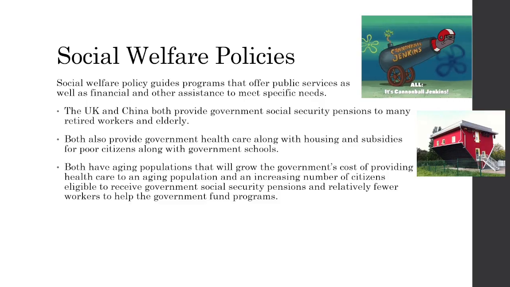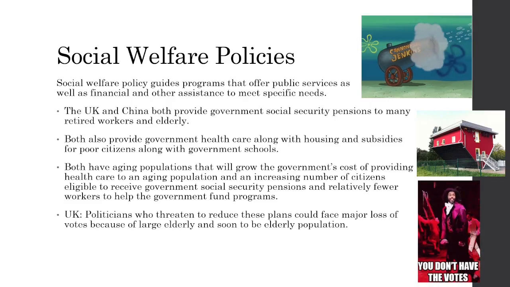They're also going to see an increase in the number of citizens eligible to receive government social security pensions because there are going to be more people retiring. And there's going to be relatively fewer workers compared to these retirees to help fund the government program. So eventually there might not be enough money to fund Social Security. They're going to have to cut it to an extent or raise the eligible age. In the UK, politicians who threaten to reduce these plans as a response to their aging populations will face major losses in votes because of how much influence the elderly population has in the political system.